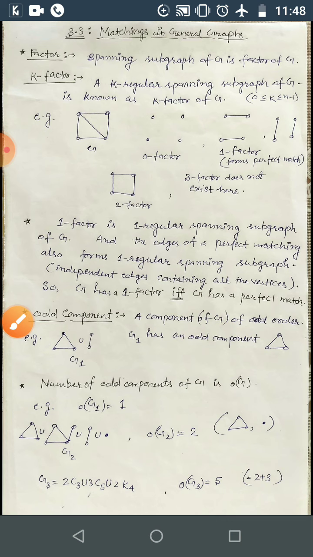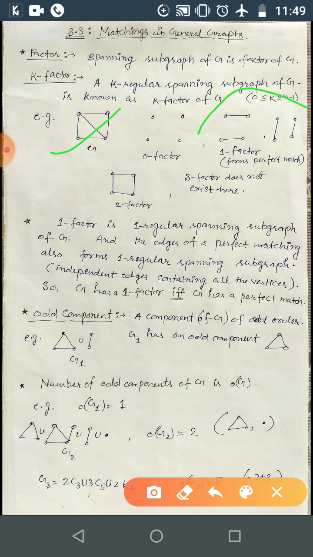So 1 factor always forms a perfect matching in the graph, and for a perfect matching you have some even order graph, correct? So order should be even. So in an even order graph, 1 factor always forms a perfect matching. Okay, 1 regular spanning subgraph.